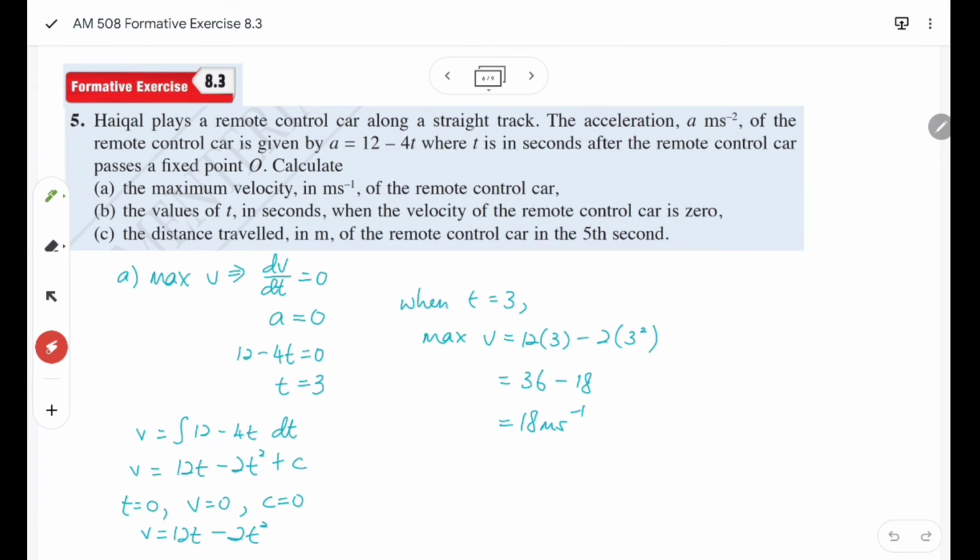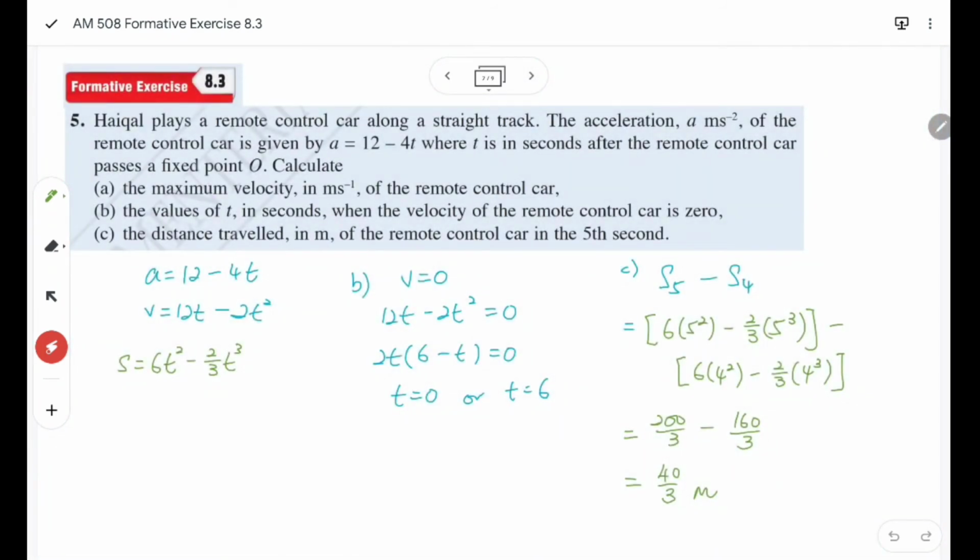So now we want maximum velocity. We know maximum velocity happens when t equals 3. Therefore, when t equals 3, we substitute into the function of v, and we will get maximum velocity, which is 12 times 3 minus 2 times 3 squared. So we get 18 meters per second.